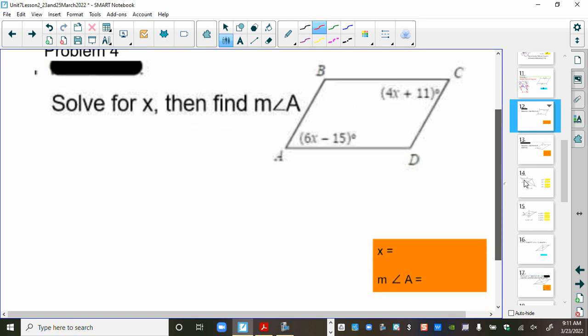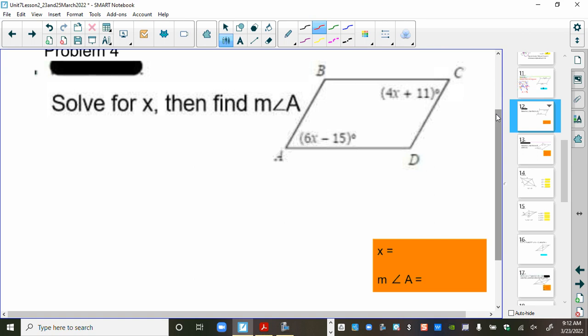Okay, now this one's 2 parts. First, you need to solve for the variable. Then you need to solve for the specific angle. Now, sometimes they're going to do that. They're going to say, you get the variable. Then you need to determine the value of which specific side or angle.